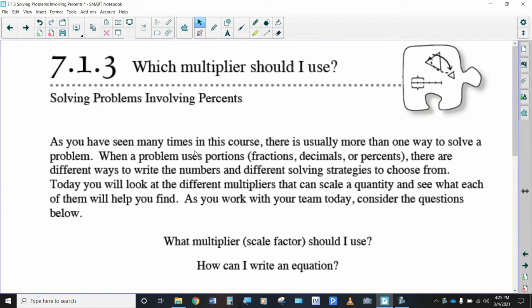As you have seen many times in this course, there is usually more than one way to solve a problem. When a problem uses portions, that would be fractions, decimals, or percents, there are different ways to write the numbers and different solving strategies to choose from. Today, you will look at the different multipliers that can scale a quantity and see what each of them will help you find. As you work today, consider the questions below. What multiplier should I use, and how can I write an equation?